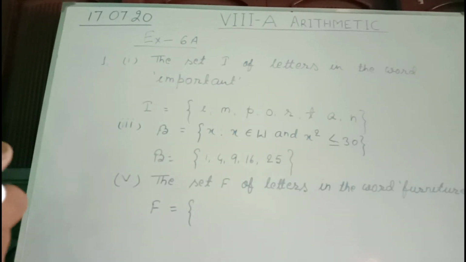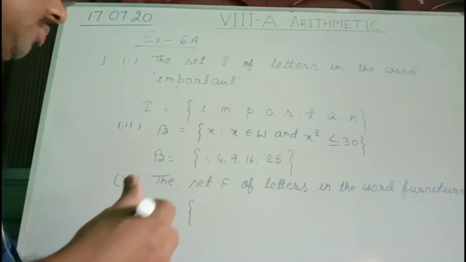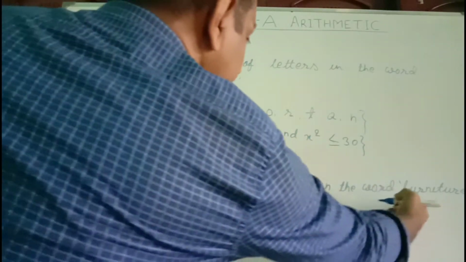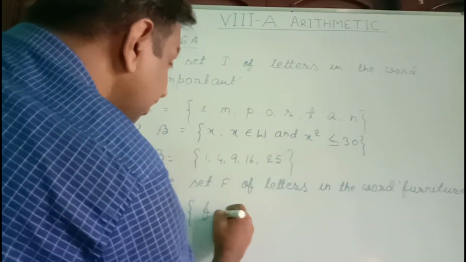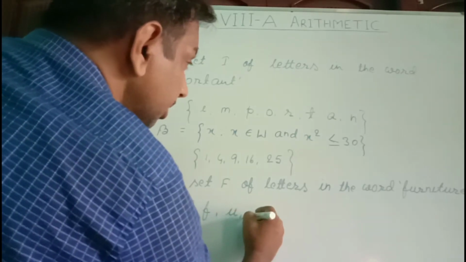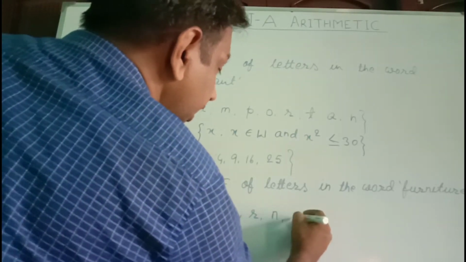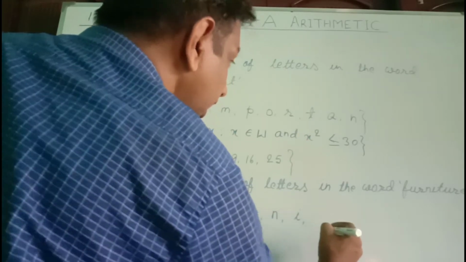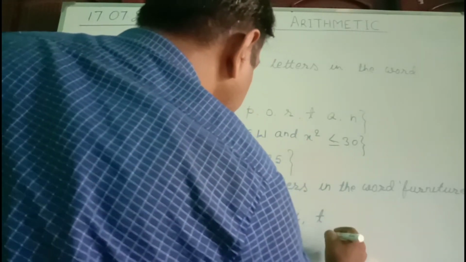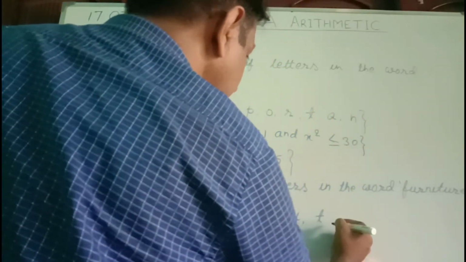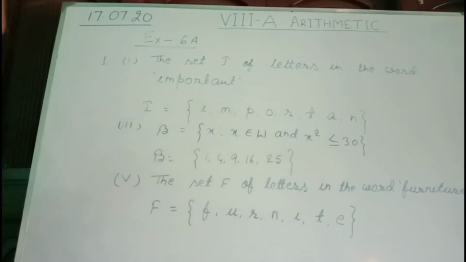Our next question is 1, Roman number 5. Set F is the word furniture. So we have to prepare the roster form. We write the letters without repetition. First is F, second is U, third is R, fourth N, fifth I, then T, then U is repeated, so we will not repeat it in the set as an element. R is also written, so again we will not write R, and then last is E. So this became the roster form.